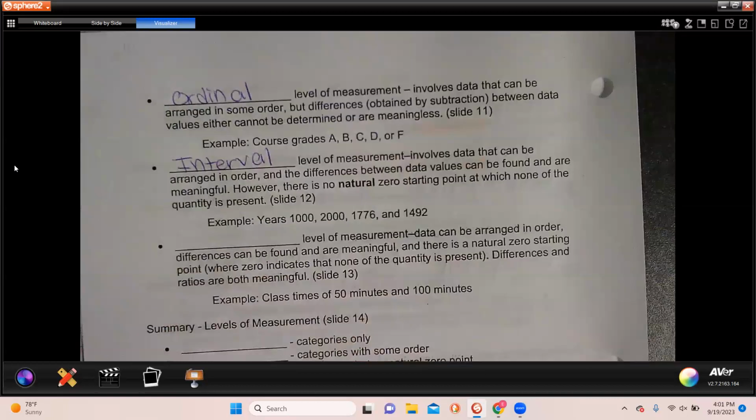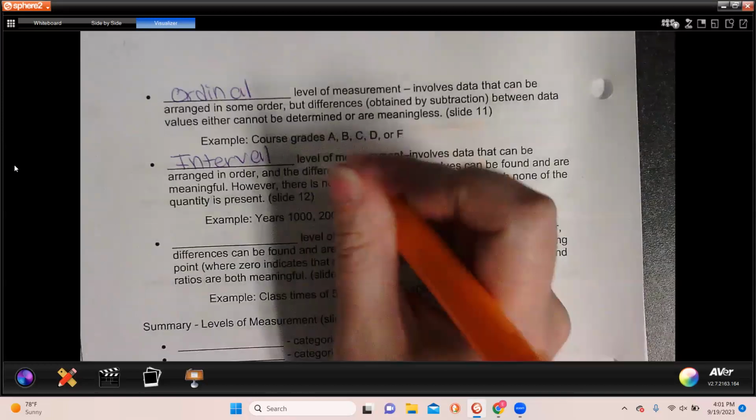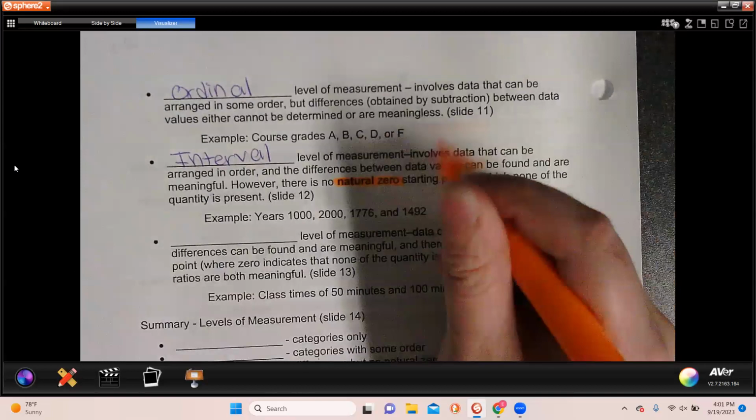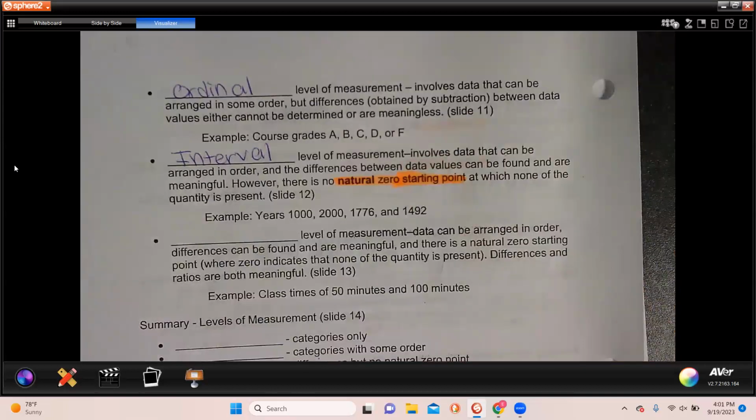Okay, interval level of measurement. This involves data that can be arranged in order, and the differences between the data values can be found and are meaningful. However, there is no natural zero. There's no natural starting point. This is the key here. There's no natural zero starting point. There's nothing like this is the beginning of time. You don't know when time started. You just know when right now is.